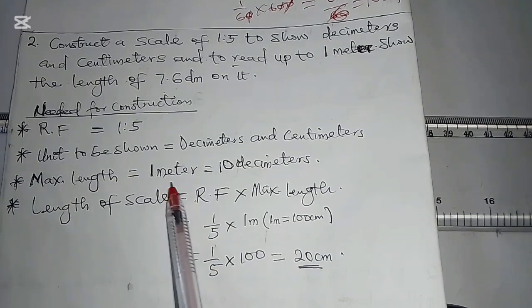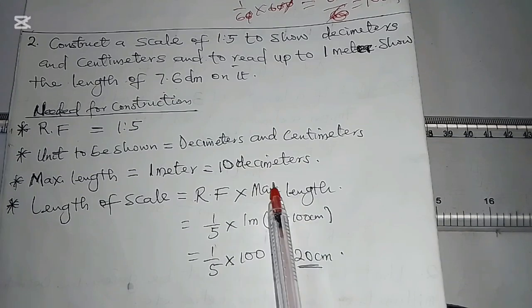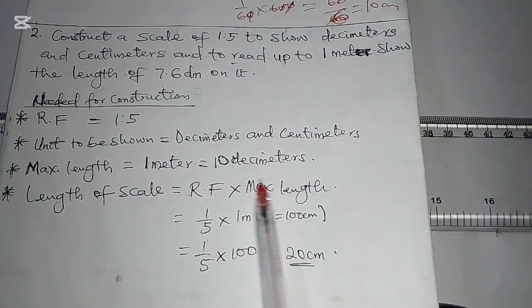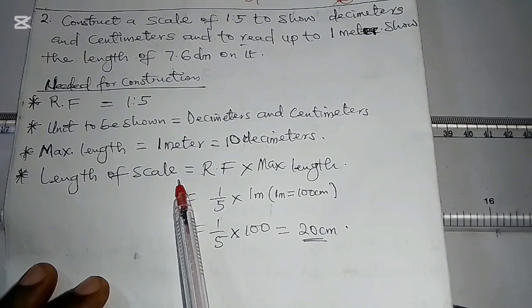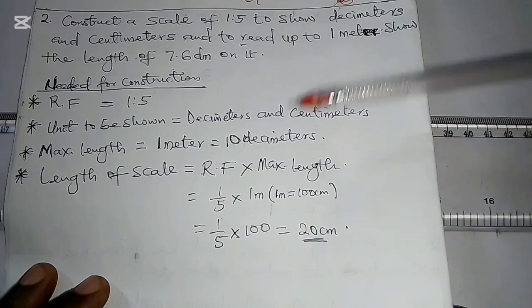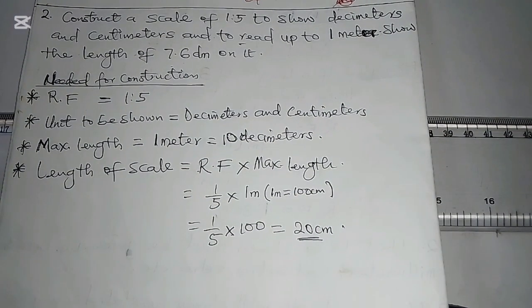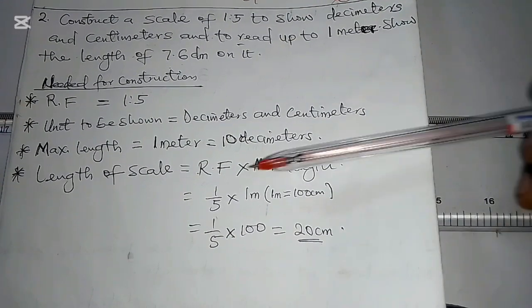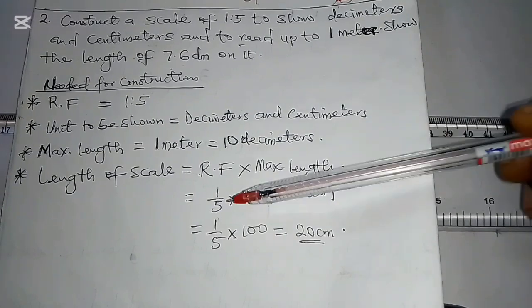So the maximum length is what? 1 meter. And don't forget that 1 meter is equal to 10 decimeters. So we are going to be making use of this as well. Then the next one is length of scale. The length of scale, how do we calculate that? We need to calculate that, though it's not stated here. That is what we are going to use in drawing our scale. So to calculate the length of scale, we say representative fraction multiplied by the maximum length.